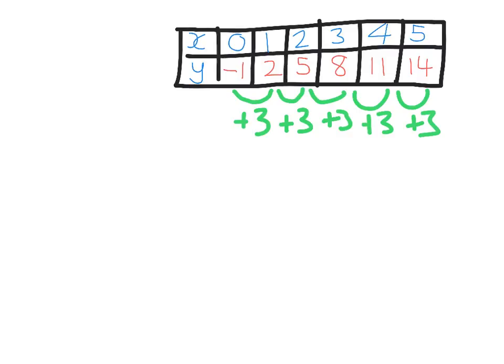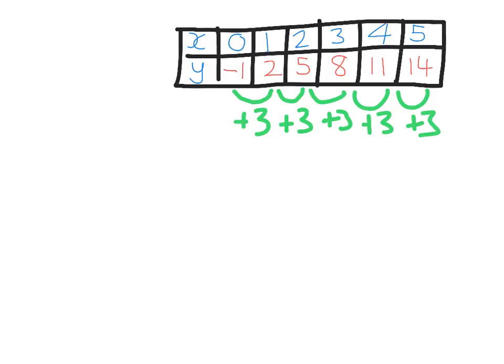So when I go to write my equation, instead of going, okay, what have I done to 0 to make it into -1? Well, I took away 1. Let's see if that works for all the values. Can I turn 1 into 2 by taking away 1? No. So already I'm stuck.